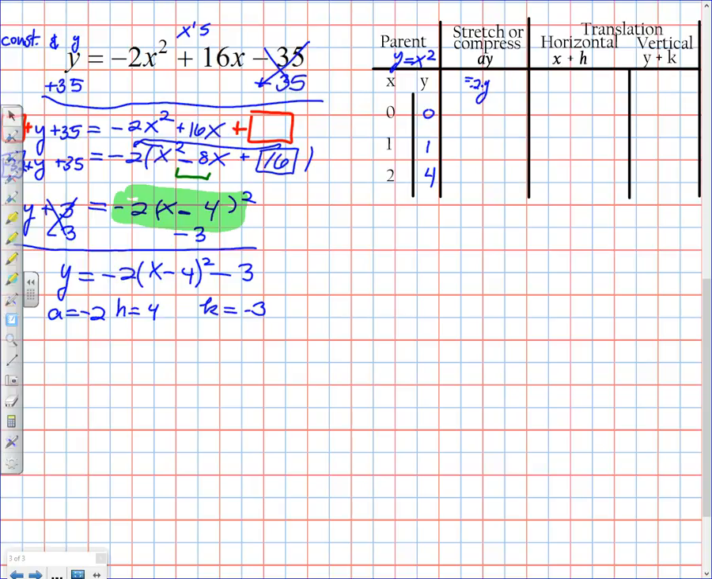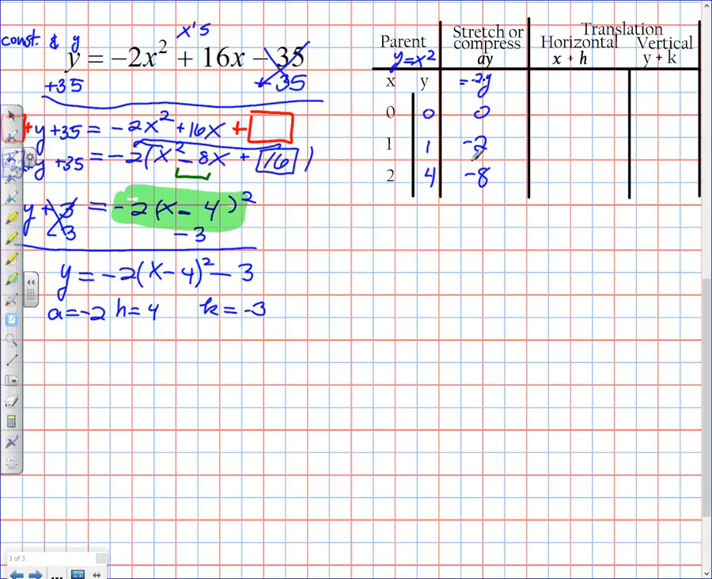It's very hard to see. That is a stretch. So what I'm going to do is take the y values and multiply by negative 2. We're talking about these y values. So all these values should be multiplied by negative 2. So you do the following. 0 times negative 2 will give you 0. Now 1 multiplied by negative 2 will give you negative 2. And 4 times negative 2 will give you negative 8.